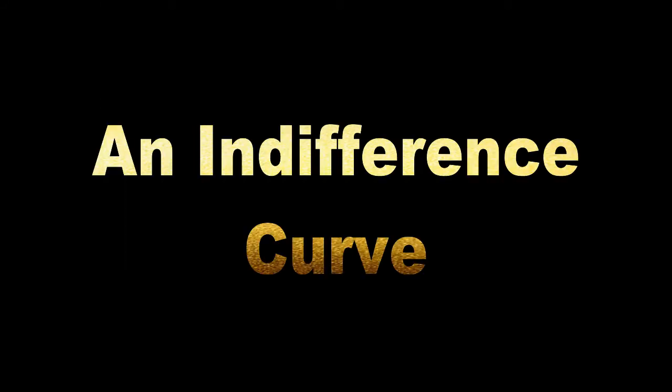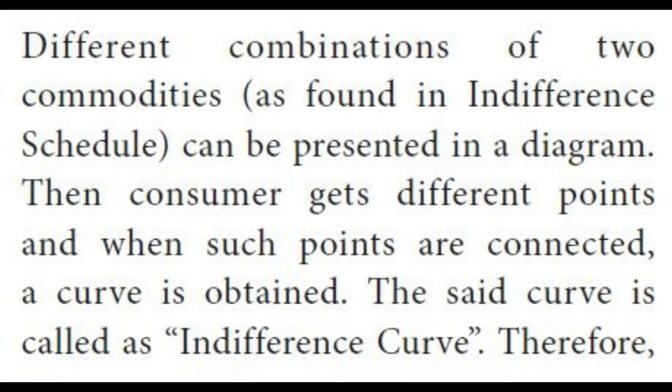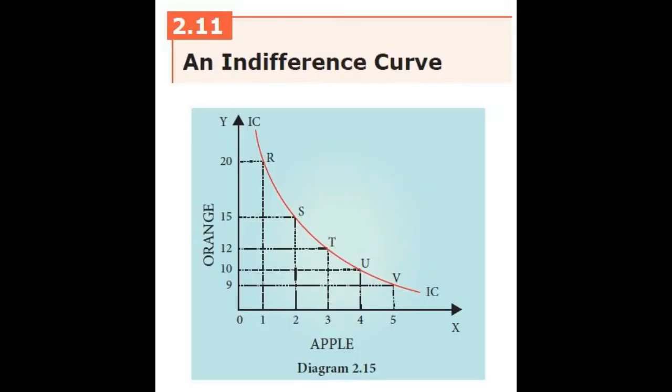Next, indifference curve. Different combinations of the two commodities are presented in this diagram. The consumer gets different points, and the points are connected as one curve. That curve is called the indifference curve. Indifference curve means different combinations of the two commodities, apple and orange, that give the consumer the same level of satisfaction. The indifference curve is also called the iso-utility curve or equal satisfaction curve.